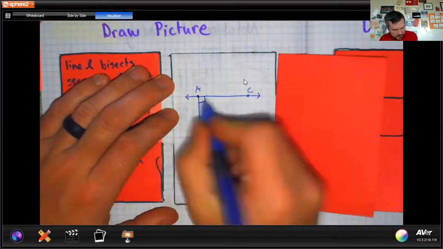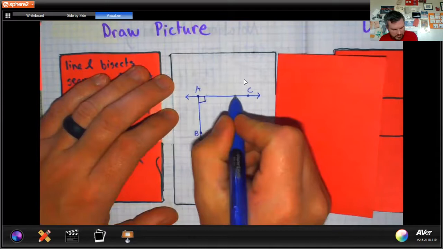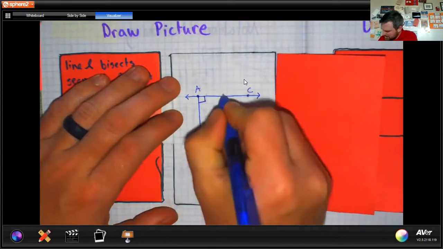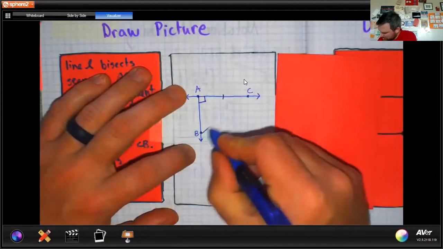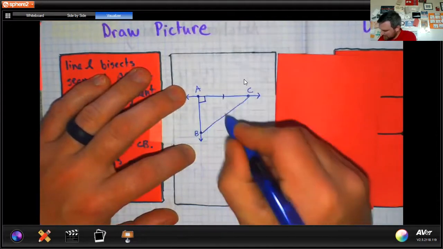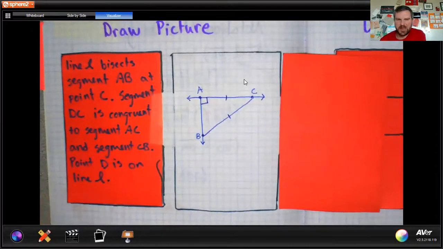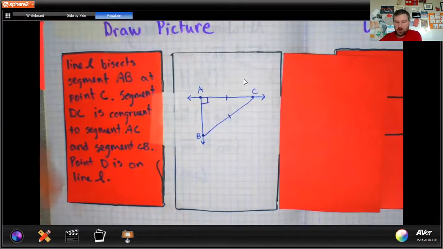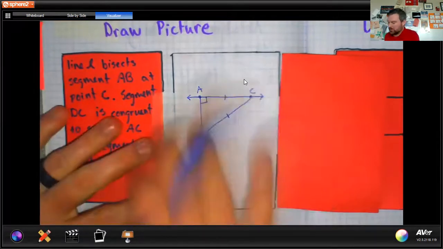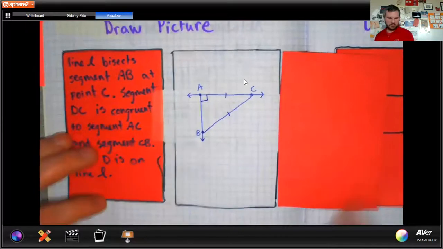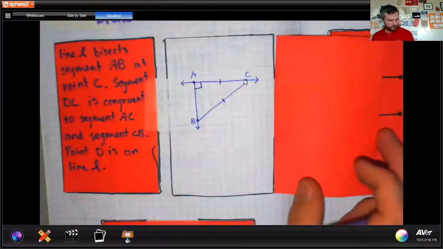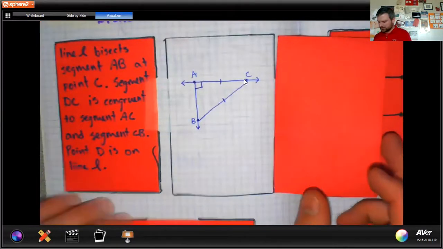Segment AC is congruent to segment BC. So AC is congruent to segment BC, just like that. Okay. Now, technically, this picture can't actually happen, but our goal here was to make sure that we can provide the correct labels and all of that. Okay, so there's your picture.